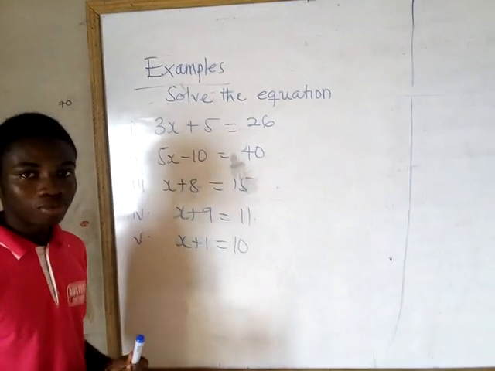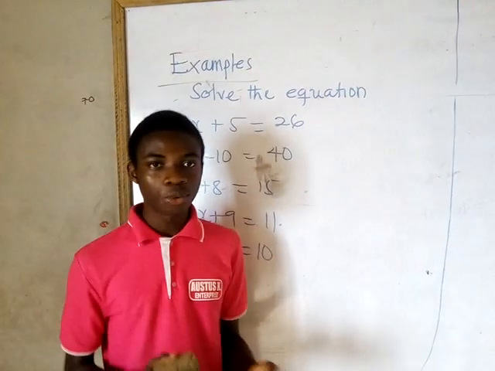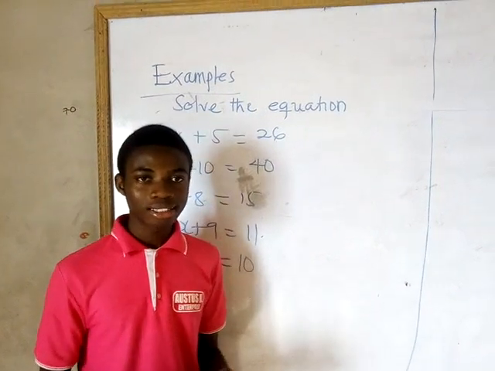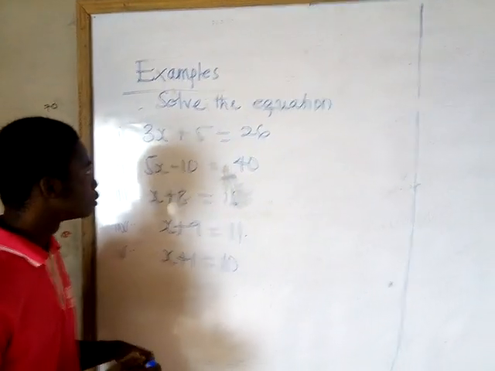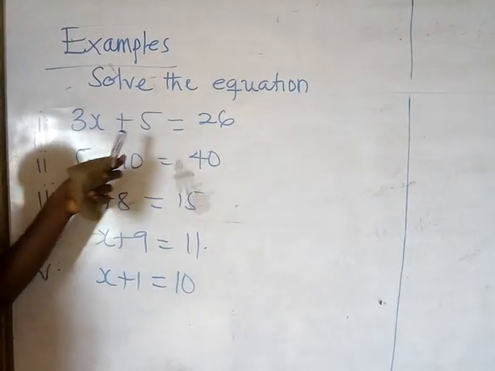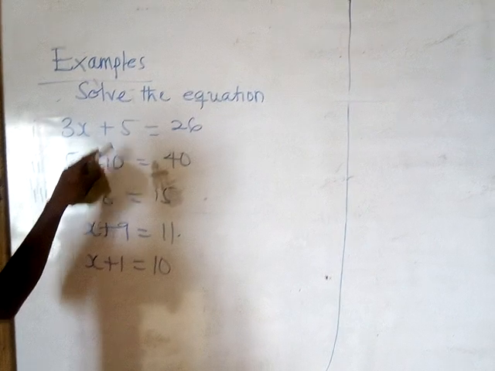Okay, so now we are done with the steps in solving linear equations. So we are about to solve some examples to get more understanding. So the first example is solve the equation. The first example is 3x plus 5 equal to 26. So let's solve for the first example.